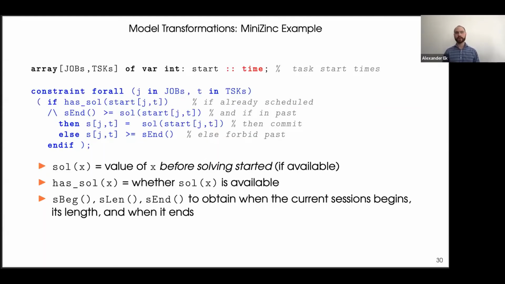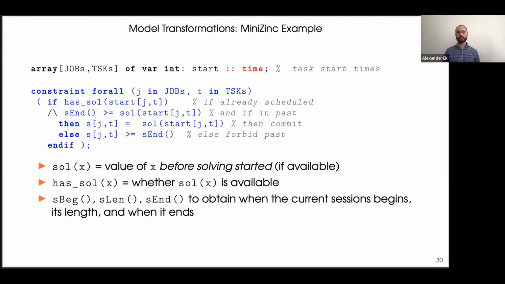Now, what about our decision variable, start? We added the time annotation. And then in the background, a constraint gets added to our model before it gets sent to the solver, right? So this constraint basically makes sure that our forbidden and commit conditions are upheld.